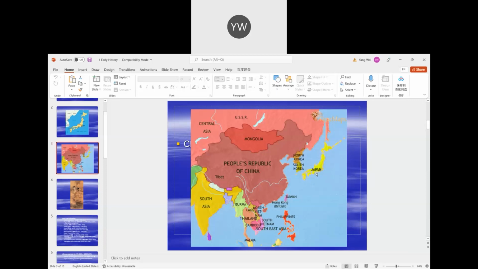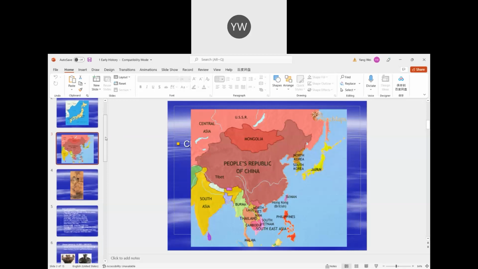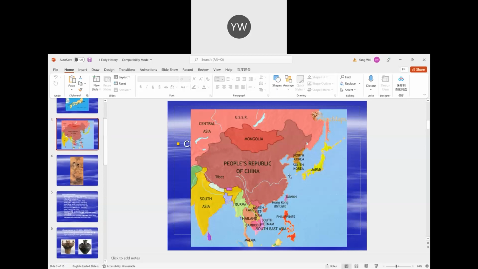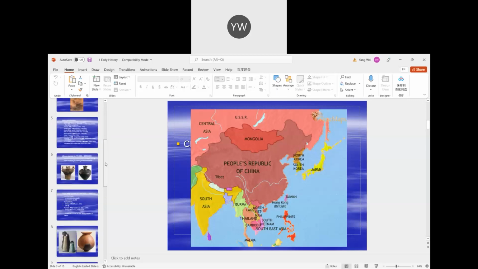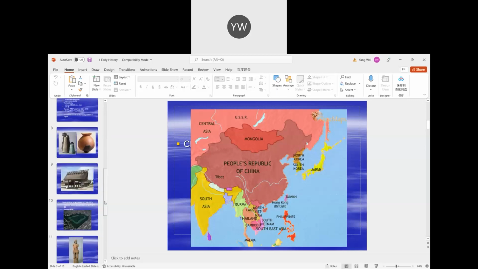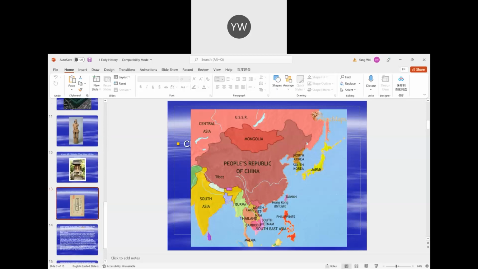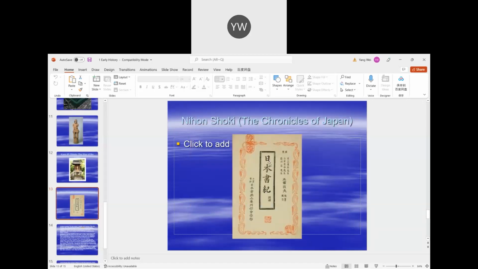They do this very proudly, okay? Because compared to the continent, the people on the continent, they are closer to the sun every morning. Their land is where the sun rises. So that's how the name of Japan came from.